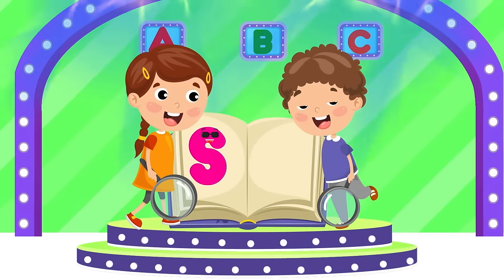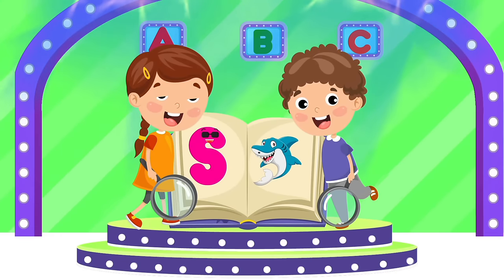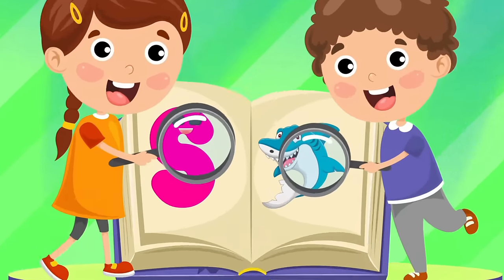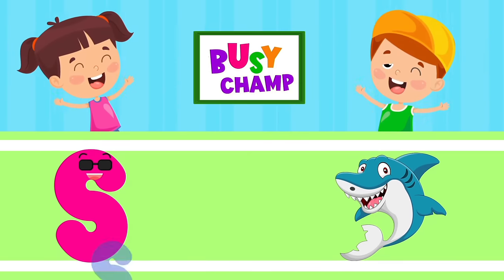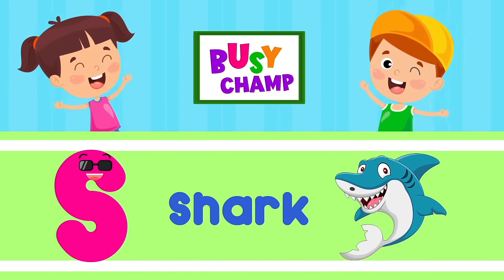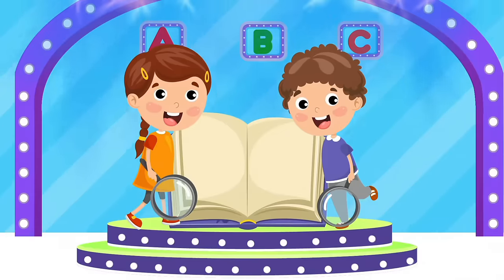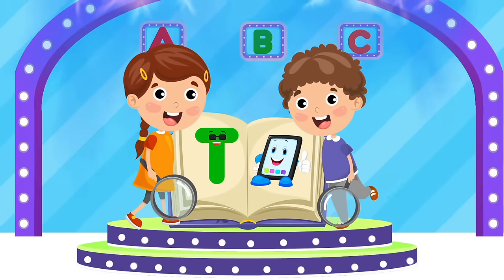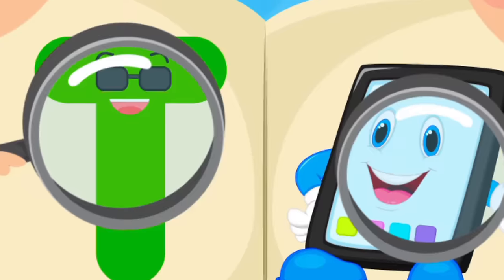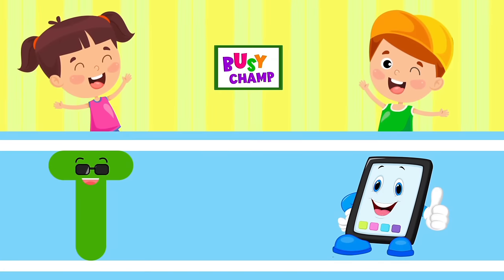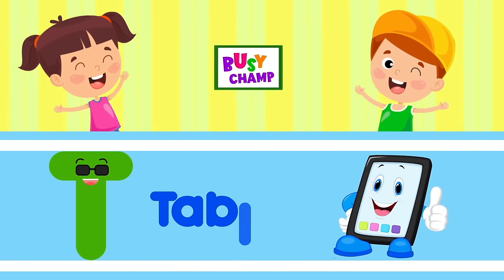This is alphabet S. Shark. Shark starts with S. Here comes the alphabet T. Table. Table starts with T.